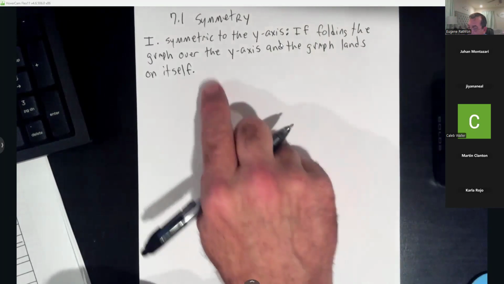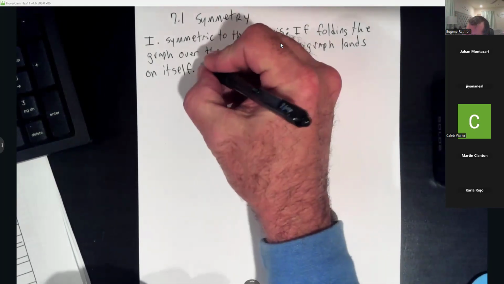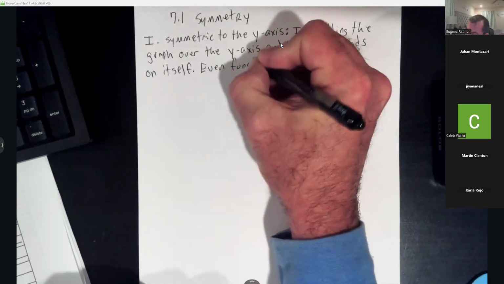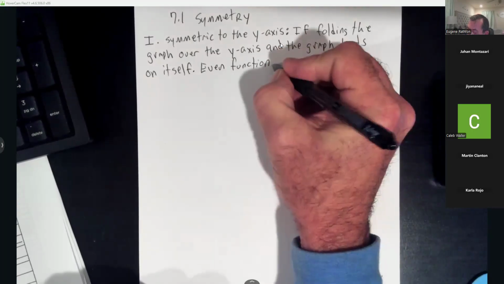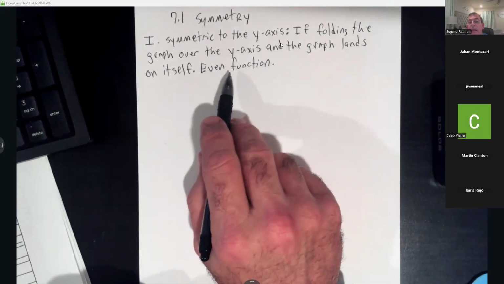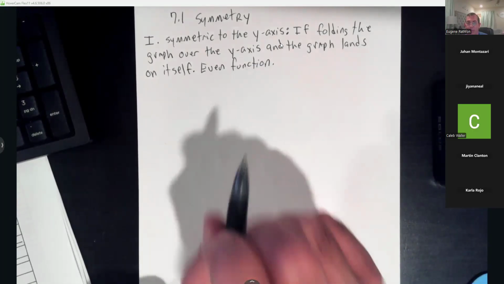Now, if a graph is symmetric to the y-axis, we call that an even function. That's because graphs that are symmetric to the y-axis have even exponents. So that's what we mean by even function, okay?